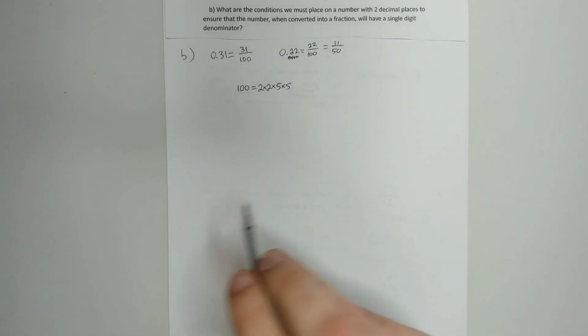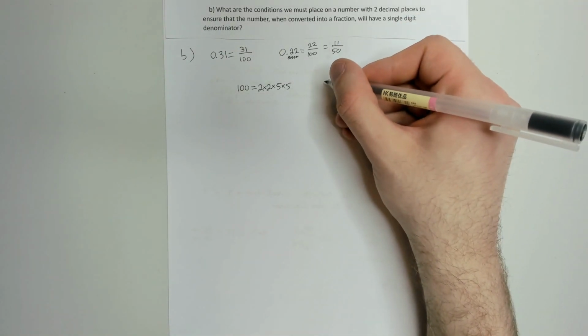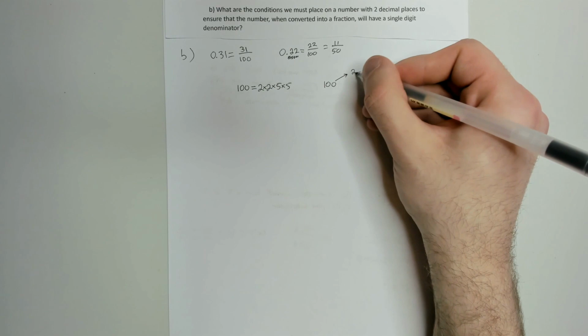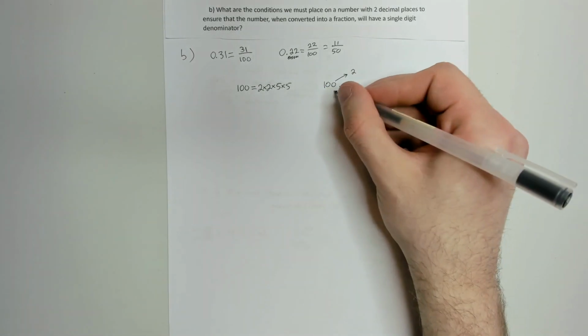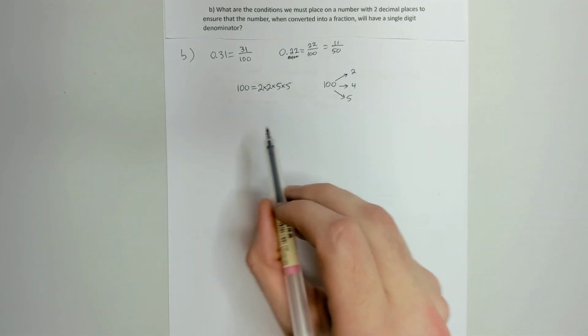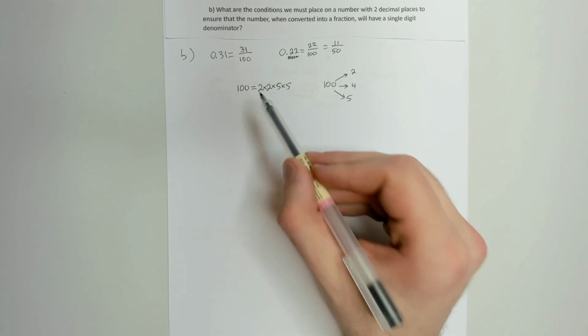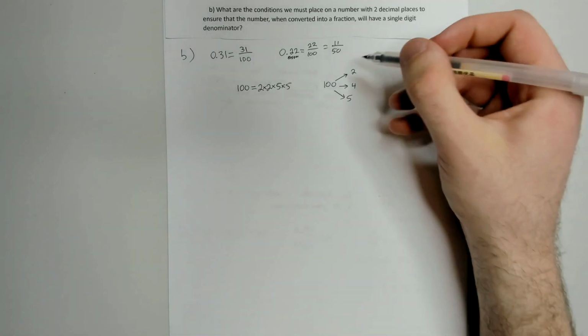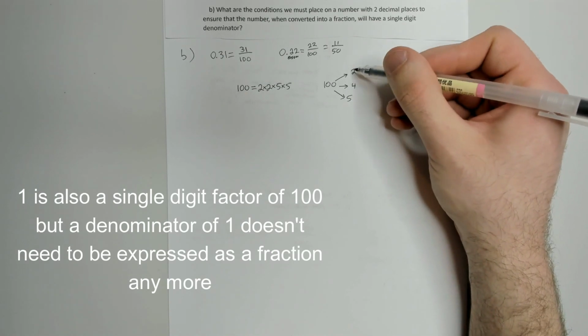So from this, we can form all the factors of 100, and the question is what factors of 100 are single-digit? So 2 is single-digit, 2 times 2 is 4, a single-digit, and then 5 is also a single-digit. Any other factor of 100 is going to be more than 1 digit. For example, 2 times 5, which is 10, is a factor of 100, but that's 2 digits big, so that's too big. So these are all of the possible factors of 100 that are a single digit.